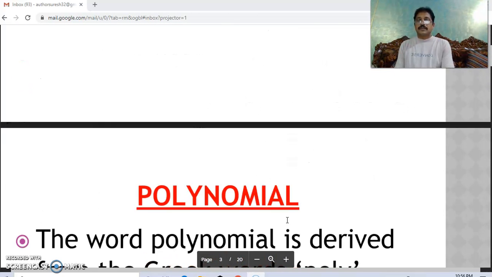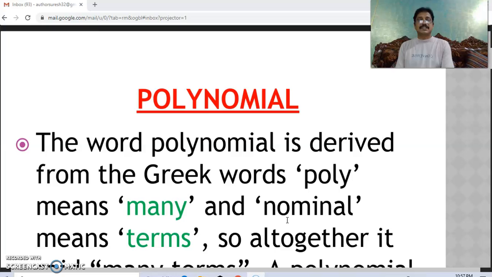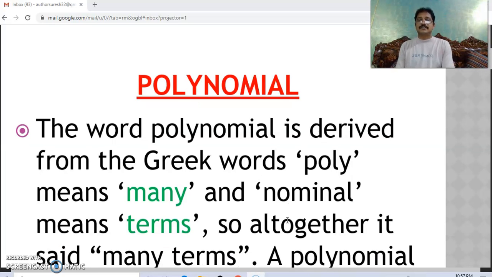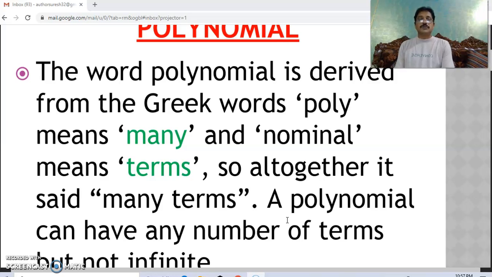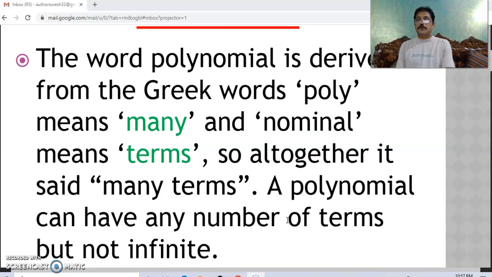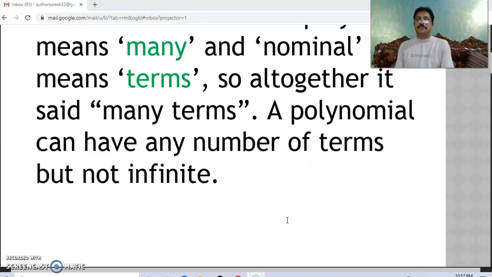So the word polynomial is derived from two Greek words. One is poly and the second is nomial. Poly means many, nomial means terms. So altogether it means many terms. So we come to a conclusion that a polynomial is an expression which has many terms. A polynomial can have any number of terms but not infinite. It should be finite. That is very, very important.